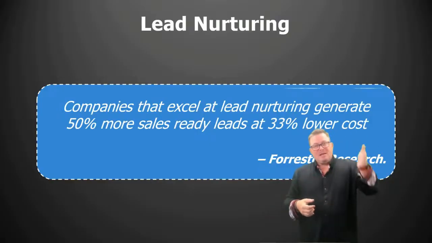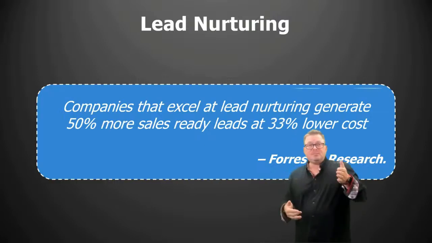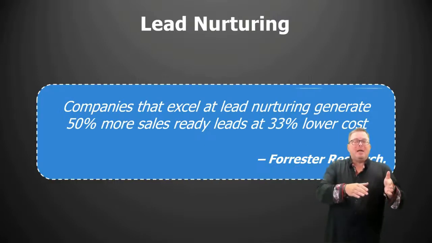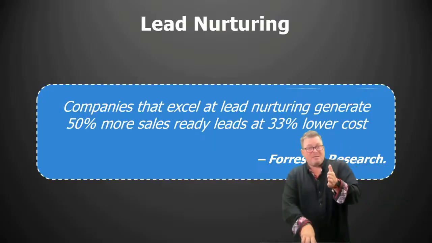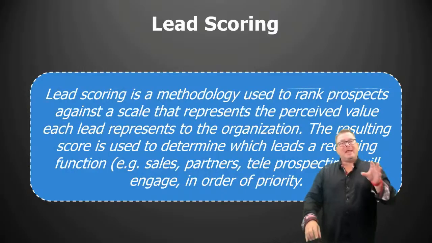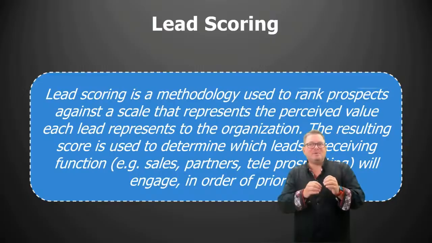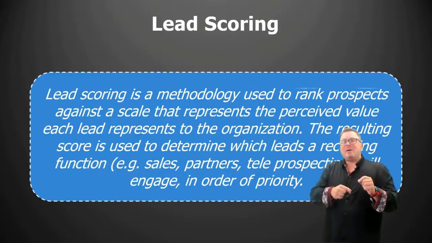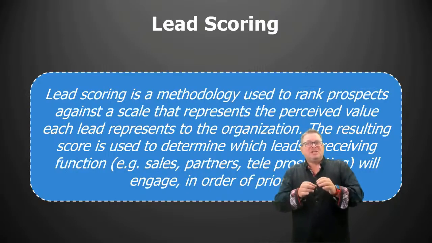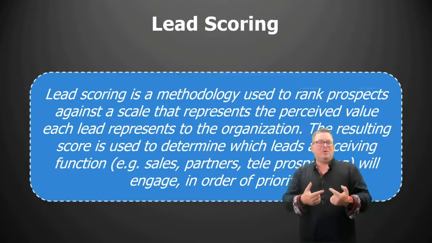So when we're emailing leads and nurturing them with content through and through, we have a better chance. But as we send those emails on our campaign, we want to be lead scoring them. Lead scoring is a methodology used to rank prospects against a scale that represents the perceived value each lead represents to the organization. The resulting score is used to determine which leads a receiving function, sales, partner, or teleprospecting will engage in order of priority.